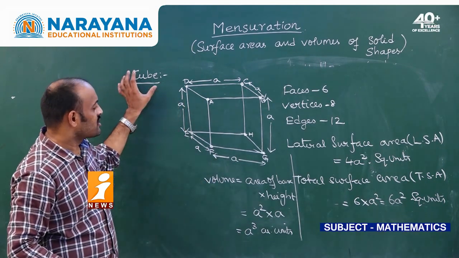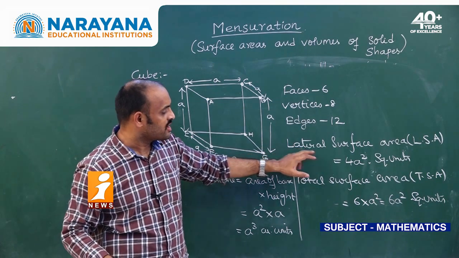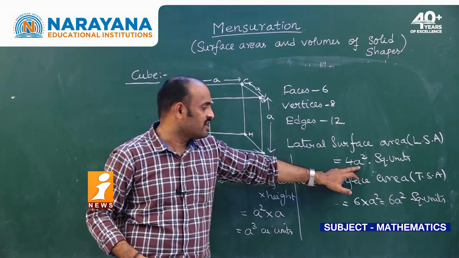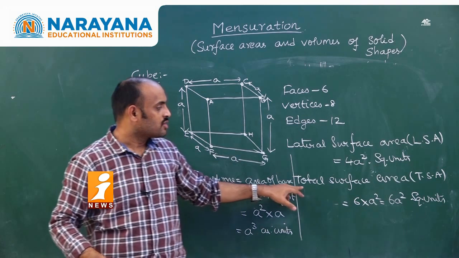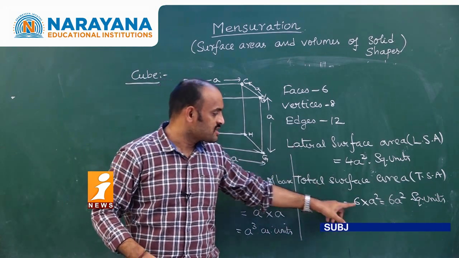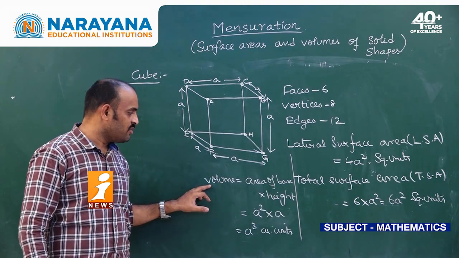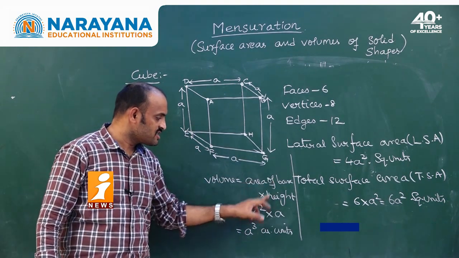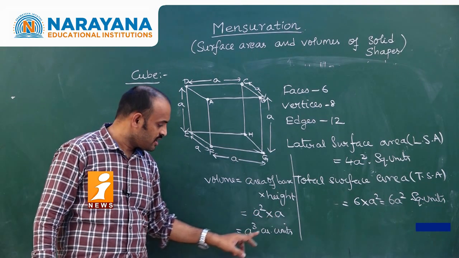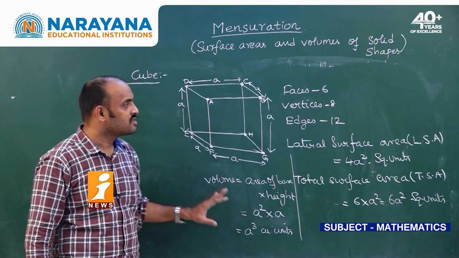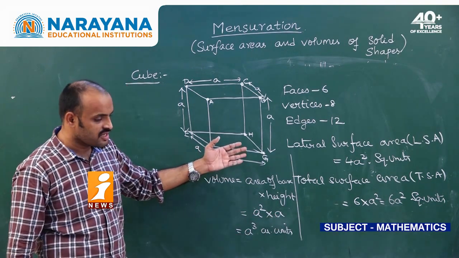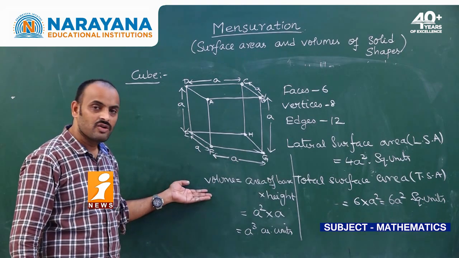So the lateral surface area of a cube is 4A square square units, where A is the edge. The total surface area of a cube is 6A square, where A is the edge of the cube. The volume of a cube is area of the base into height, A square into A, A cube cubic units. So these are the lateral surface area, total surface area, and volume.